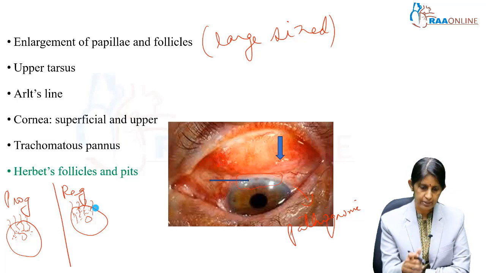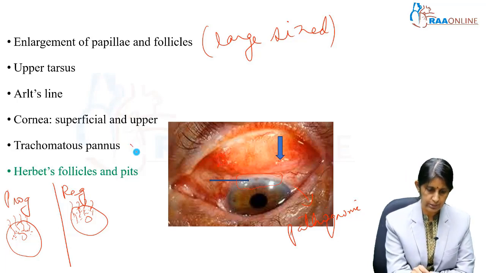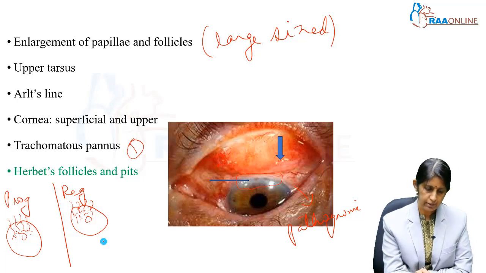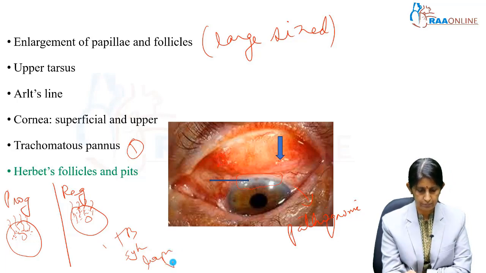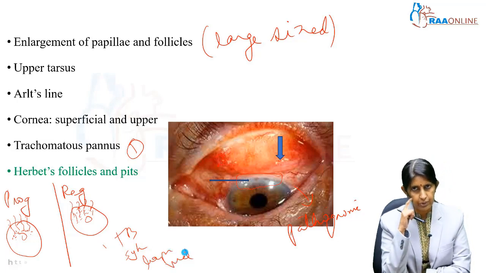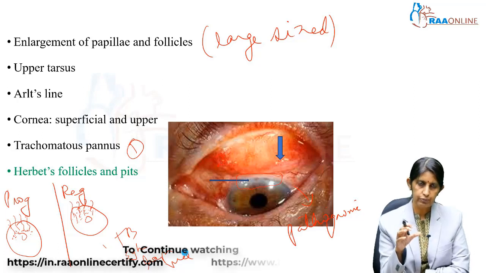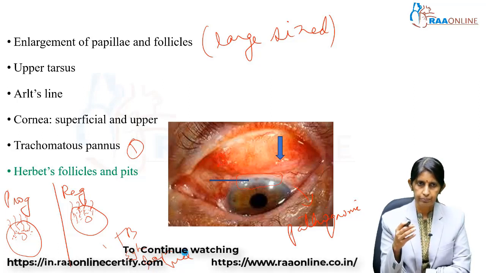Causes of pannus can be, one of course, trachoma, this is the first cause of pannus. Apart from that, you can have pannus in tuberculosis, you can have it in syphilis, you can have it in leprosy, and you can also have it in viral infections. So we have to look for pannus, we have to look for areas of infiltration. If blood vessels continue to grow anteriorly, you know that it's a progressive pannus.